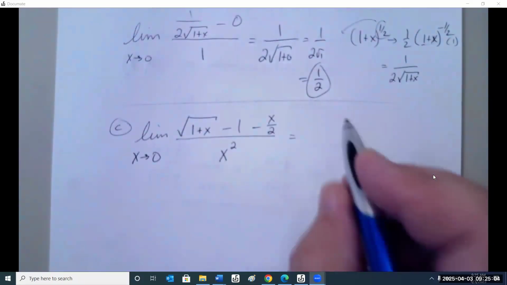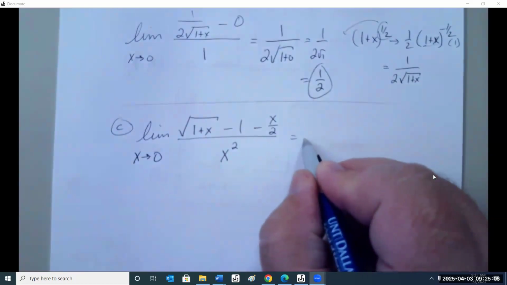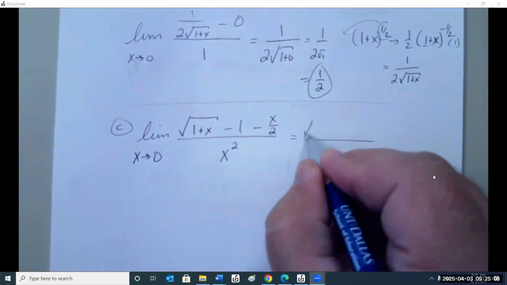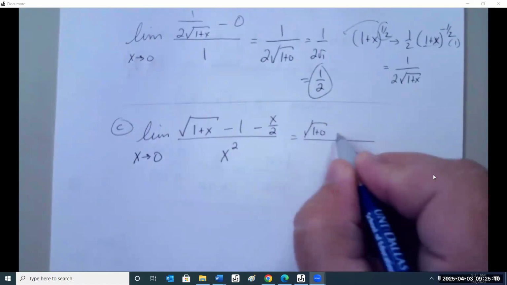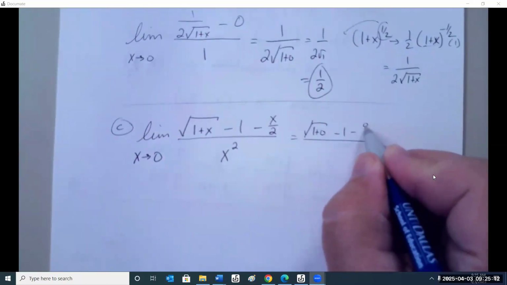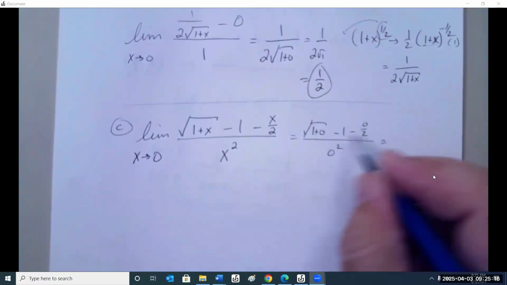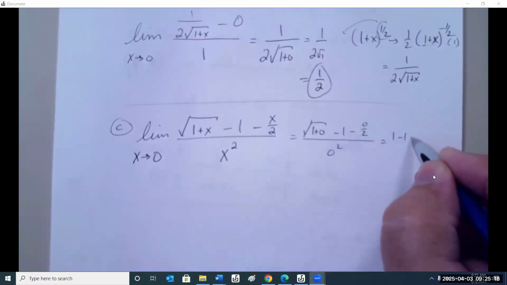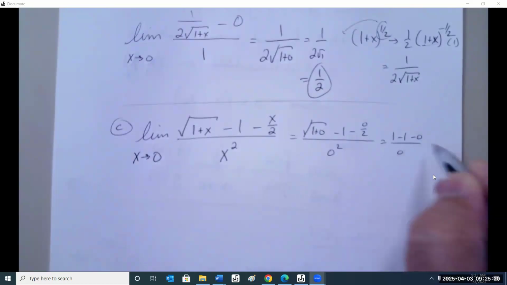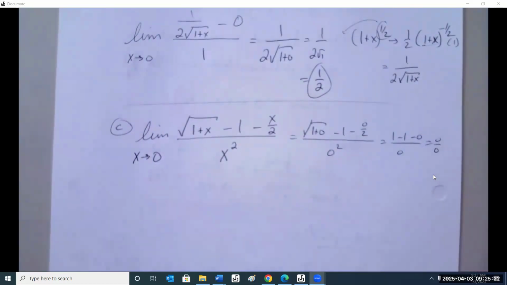First step, does it equal 0? So we have 1 plus 0 minus 1 over 2 times 0 squared. So square root of 1 is 1, minus 1 is 0 over 0. So it's 0 over 0. You have to first test that out, make sure it works.